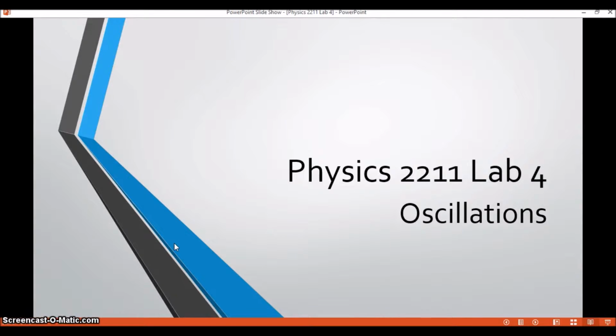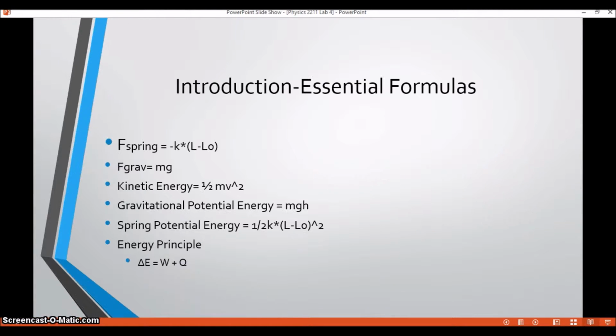Hi, this is the fourth lab, which is going to be about oscillations. In order to do this lab, we're going to need to talk about several essential formulas, which include the spring force formula, which is negative spring constant times length minus relaxed length, gravitational force, which is equal to mass times gravity, kinetic energy, which is equal to 1/2 mv squared, gravitational potential energy, which is mass times gravity times height, spring potential energy, which is 1/2 k, which is spring constant, times length minus relaxed length, that quantity squared, and finally the energy principle, which is delta E is equal to W plus Q.